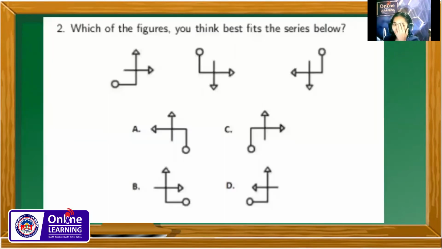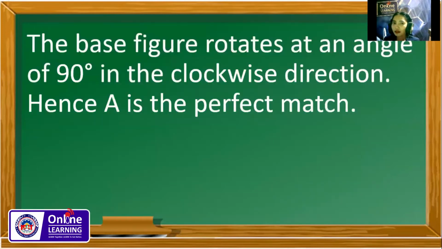Next, number 2, which figure do you think best fits the series below? Pangatlong figure, ang hinahanap natin ngayon is pang-apat na figure. We have 3, so yung kasunod ng 3 ang hahanapin natin. According to the explanation, the best answer is letter A. The base figure rotates an angle of 90 degrees in the clockwise direction. A is the perfect match.